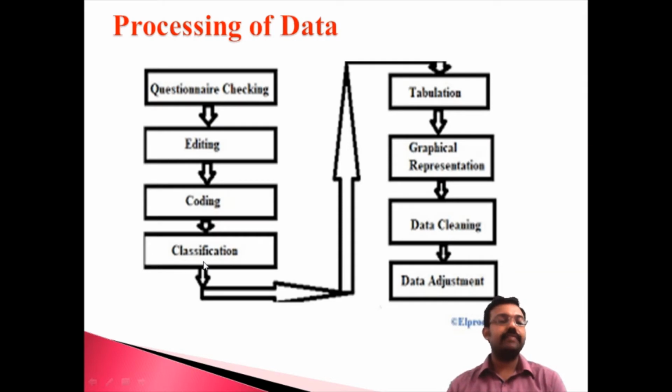The third step is classification. Classification means arranging similar data. After that comes tabulation, which means putting data in tabular format. And we can use graphical representation, that means figures, graphs, histograms, and all the important elements of graphical representation. And you clean the data, that means identify the mistakes and make the adjustments. These are the steps of the processing of the data.